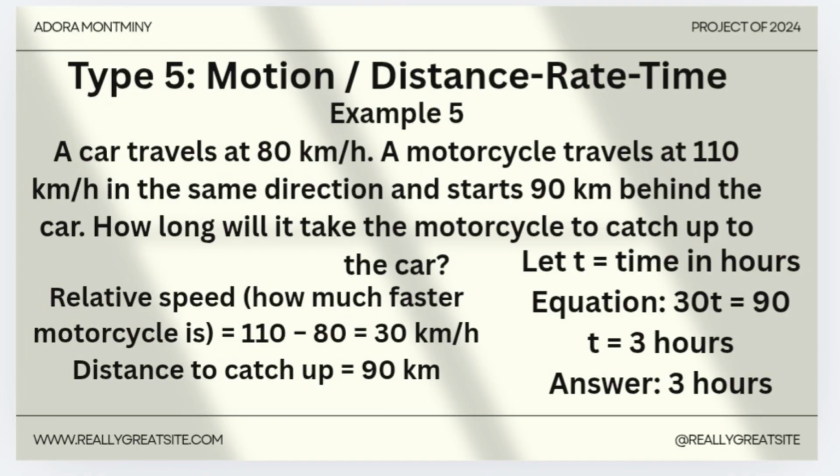Let T represent time in hours. Equation: 30T = 90. Then divide both sides by 30. Then finally T = 3 hours. So the final, correct answer is 3 hours.